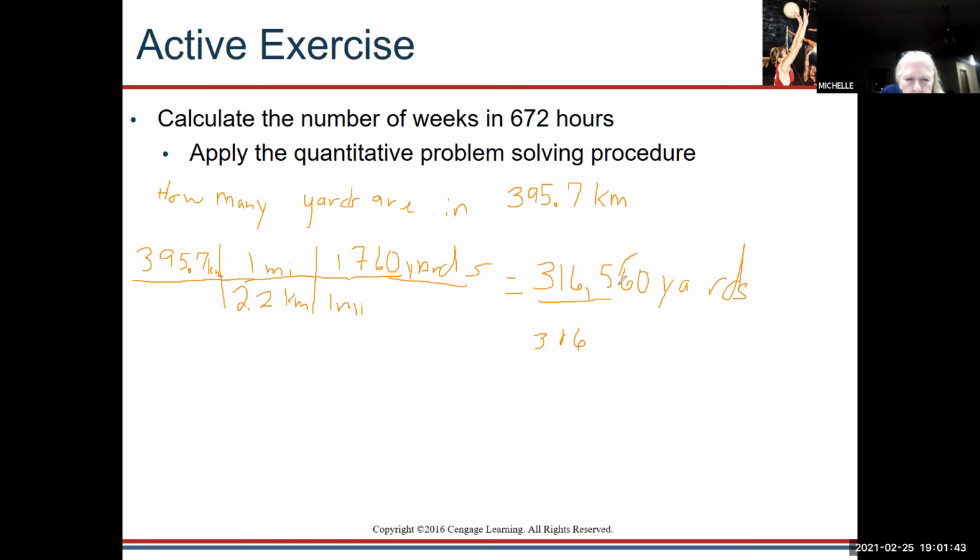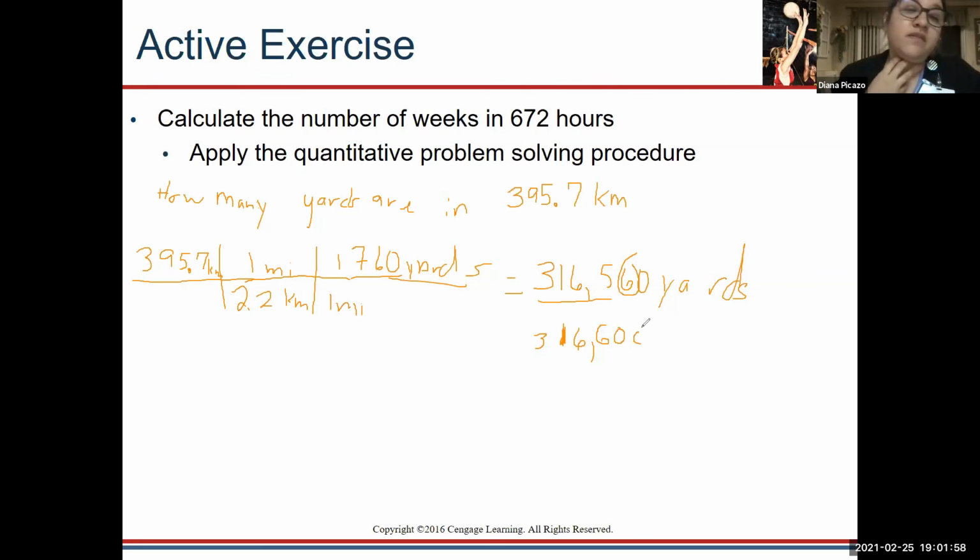So then we use this number to determine if we round. 316,600, right? 316,600 yards.